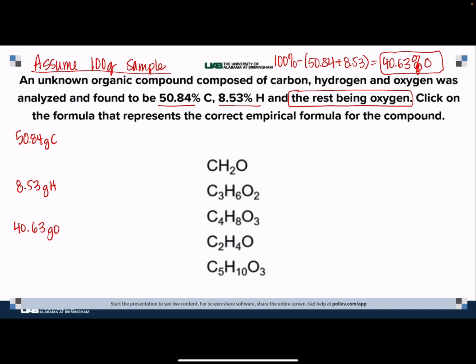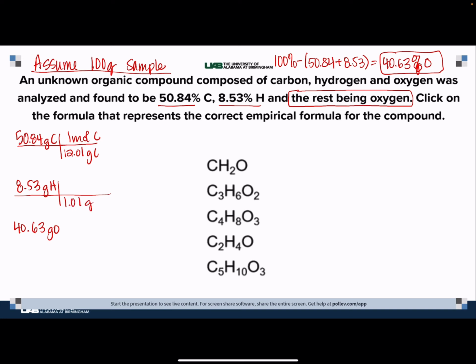Now, I cannot compare these numbers because these are all in grams, and they're grams of three different things. I have three different atoms there. So since they each have a different mass, comparing the grams of them is completely irrelevant. It just doesn't matter at all. So I'm going to take all of them and divide them by their respective molar mass.